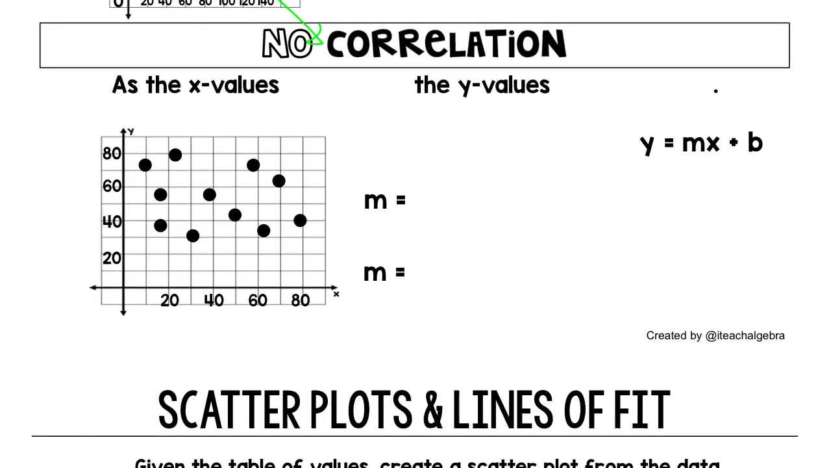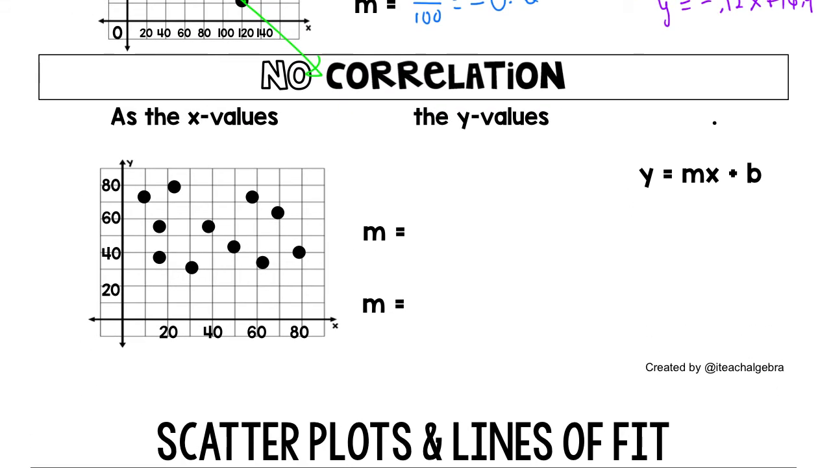Lastly, here we have the no correlation option that says as x values increase, the y values both increase and decrease. There is no rhyme or reason to what they do. So when we have to find an equation for these lines of fit, they really don't have one. But I pick the two points in the center, like these two here, and that will be our line of fit.